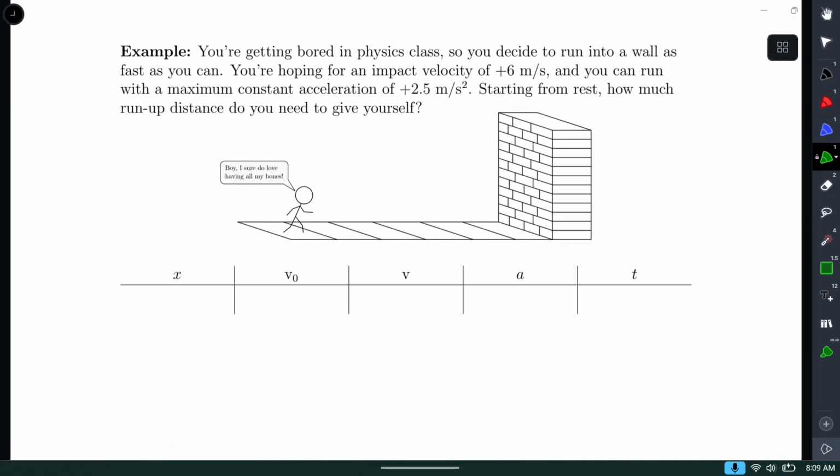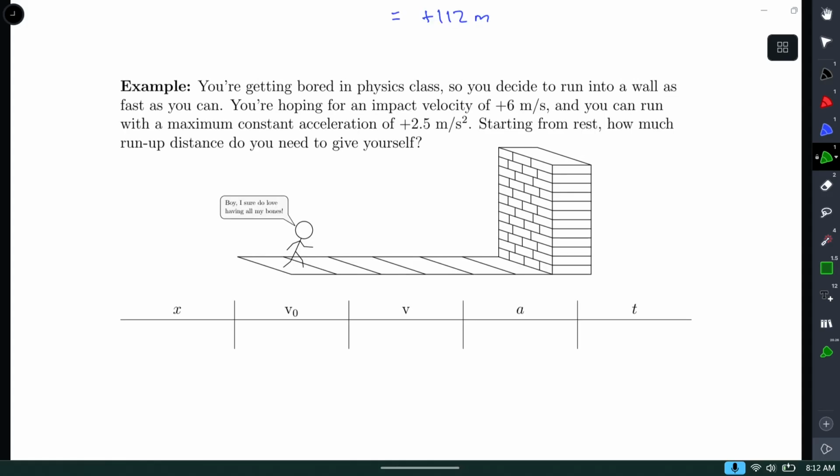All right, I'm gonna give you a few minutes to try this one, and then we'll do it together. So try and label everything you're given, what you're asked for, and pick a kinematic equation. You don't have to solve yet, just pick one. You're getting bored in physics class, so you decide to run into a wall as fast as you can.